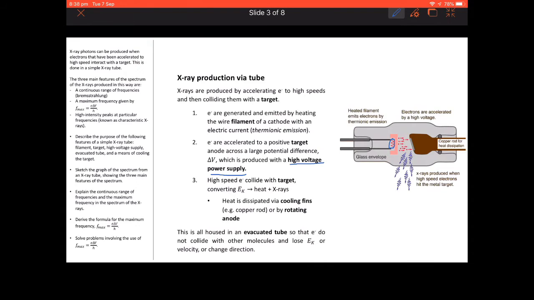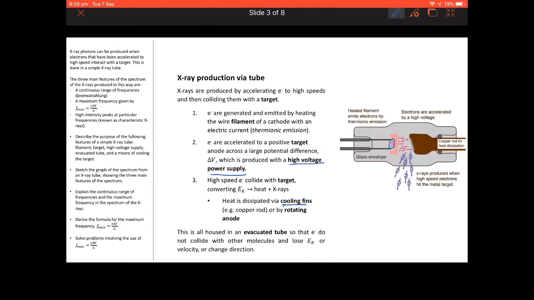Most is lost or converted to heat, and this heat is dissipated via cooling fins, which in this schematic here are made of copper rods, or alternatively the whole anode can rotate. So both of these options dissipate the heat. In this diagram we've just got copper rods. So those copper rods will conduct the heat away from the target.